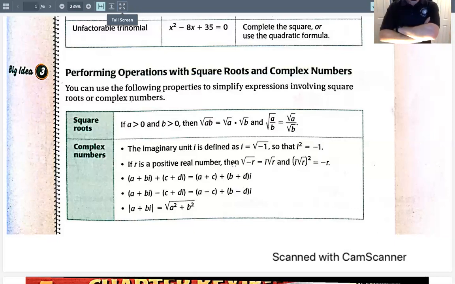Mr. Rosenthal, does the i go outside the radical, or can it also go inside the radical? It cannot go inside the radical unless you're taking the square root of it. We don't usually put i inside of a square root. It goes outside. It's not the square root of i. i is the square root of -1.